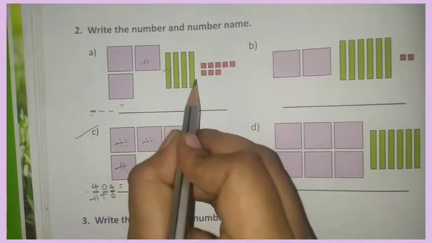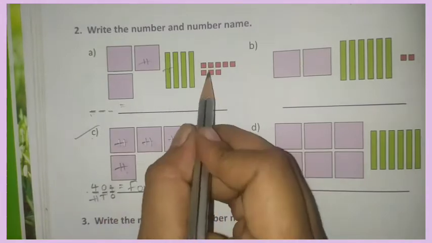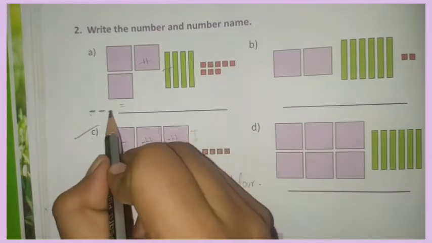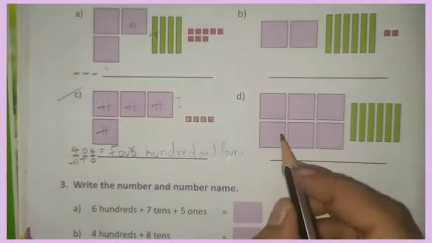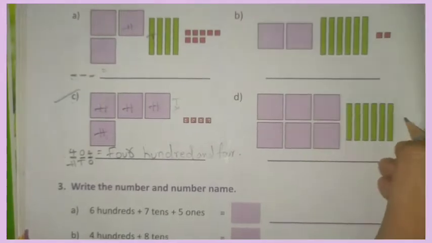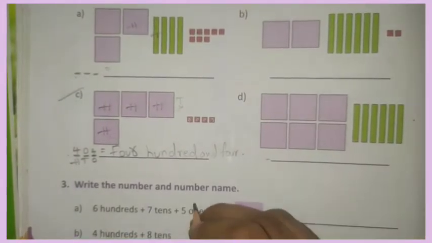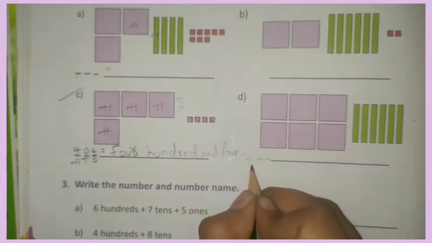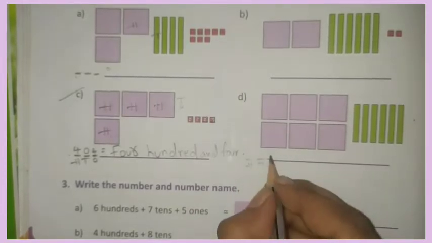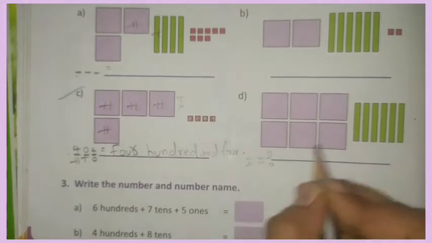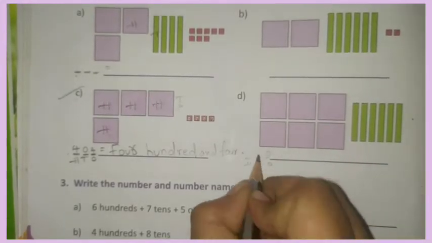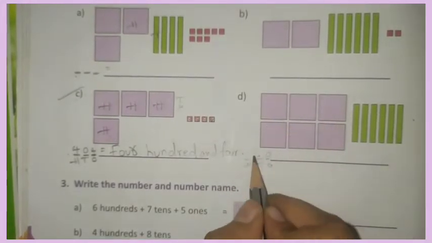How many tens are here? Count and write here. And how many ones are here? Count and write here, like that. Here hundreds given, tens given, ones not given. At that time, at ones place you have to write 0. Okay, hundreds, tens, ones. At ones place you have to write 0. Tens, count here how many tens are here. Count and write. Ones, hundreds here, right?